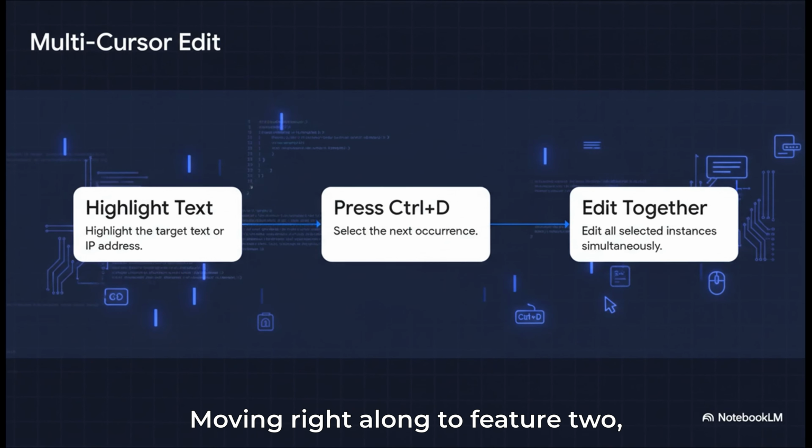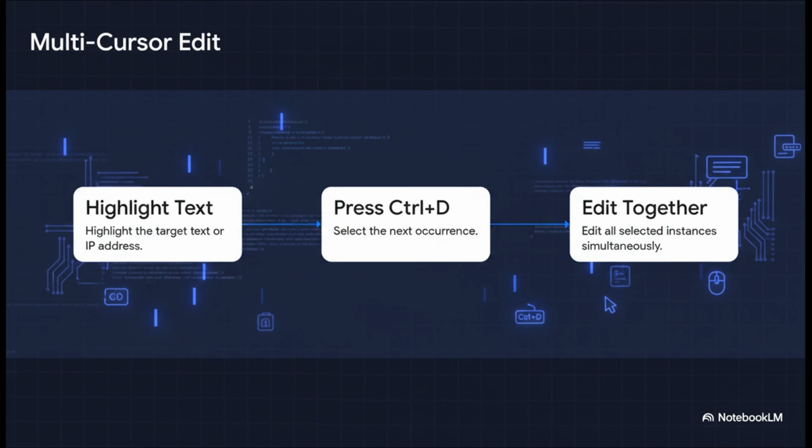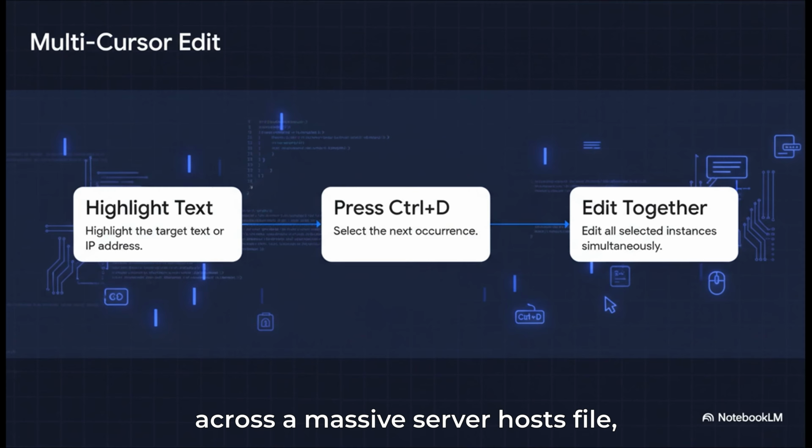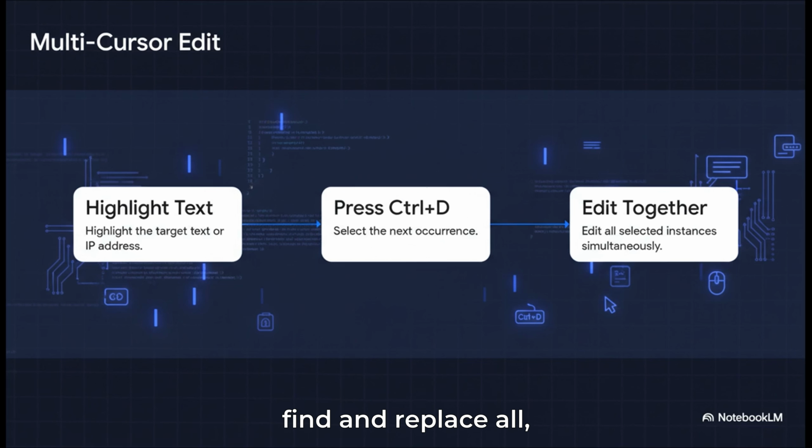Moving right along to feature 2, let's see how this builds your efficiency with multi-cursor editing. Imagine you need to update a deprecated IP address across a massive server hosts file, or maybe a really bulky Nginx configuration. Instead of crossing your fingers and relying on a risky find and replace all, you just follow these quick keystrokes. Highlight the target IP, press Ctrl-D to select the next occurrence, and then just type. You're editing all of those selected instances safely and simultaneously. It's precision bulk editing at its absolute finest.